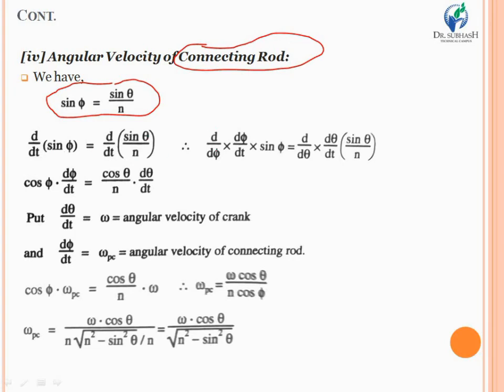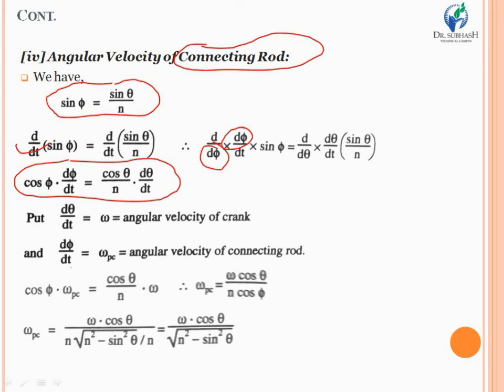So you are getting d upon d phi into d phi upon dt into sin phi is equal to d upon d theta into d theta upon dt of sin theta upon n. Here, multiplying and dividing this equation with d phi and d theta on the left and right hand side respectively, by solving that you will have cos phi into d phi upon dt is equal to cos theta upon n into d theta upon dt.